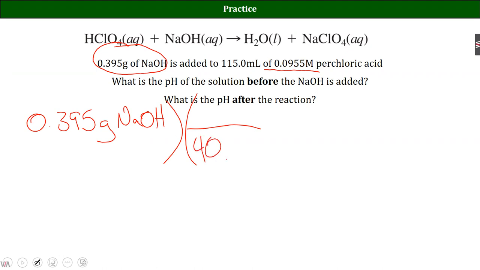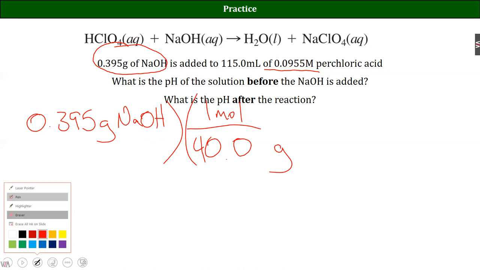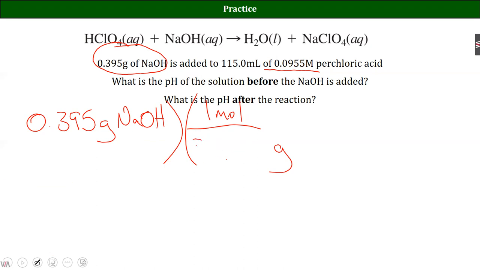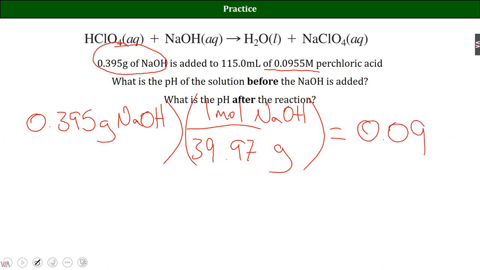Let's see, 40.01 maybe. One oxygen plus one sodium plus one hydrogen. 39.97. So we're going to get something really close to 0.1, a little bit under 0.1. That makes more sense with the other number. Sorry, 0.009.